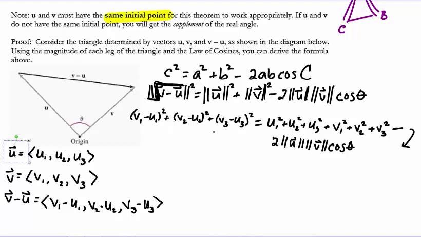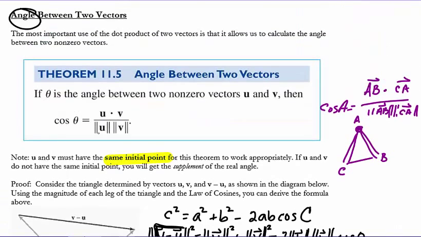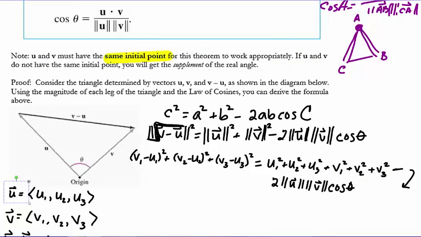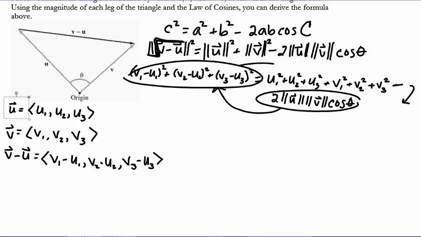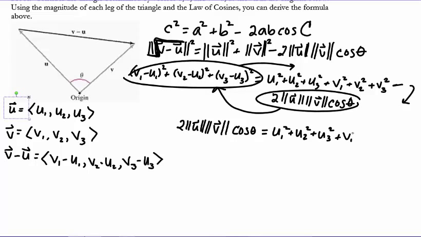So, I've got this. Wow, okay, well, what's my goal here? I want to use the law of cosines to prove this formula up here. So I want to get cos theta alone. So I'm going to swing all of this over to here and take all of this stuff and move it over to here. So I'm going to have 2uv cos theta equals u1 squared plus u2 squared plus u3 squared plus v1 squared.